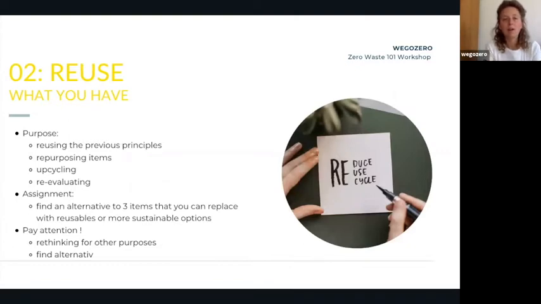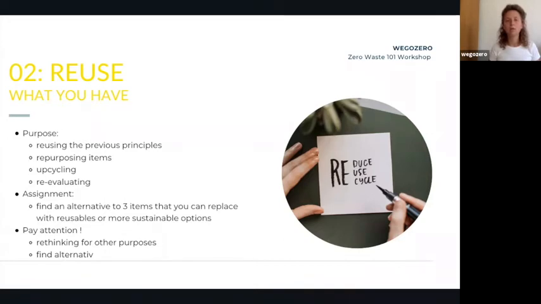So our third principle is called reuse. Reuse what you have. And why should we do that? First of all, by talking about this principle, we are reusing the previous principles that can help us to find a reuse for items we don't need anymore. For example, when we declutter and we find a lot of empty jars that we don't need, we can reuse them for something else.